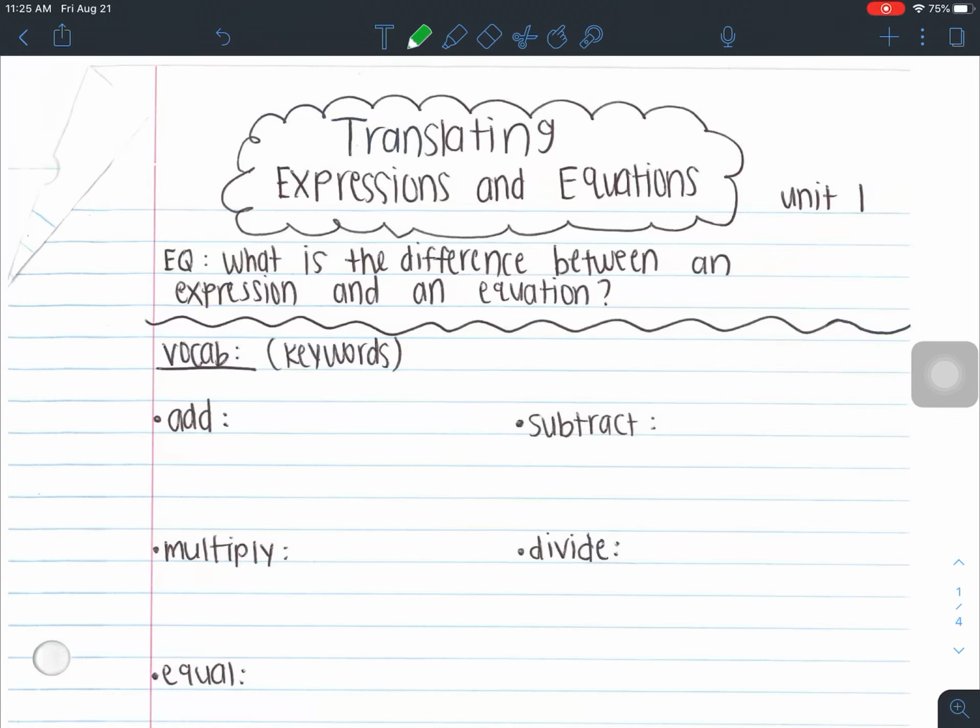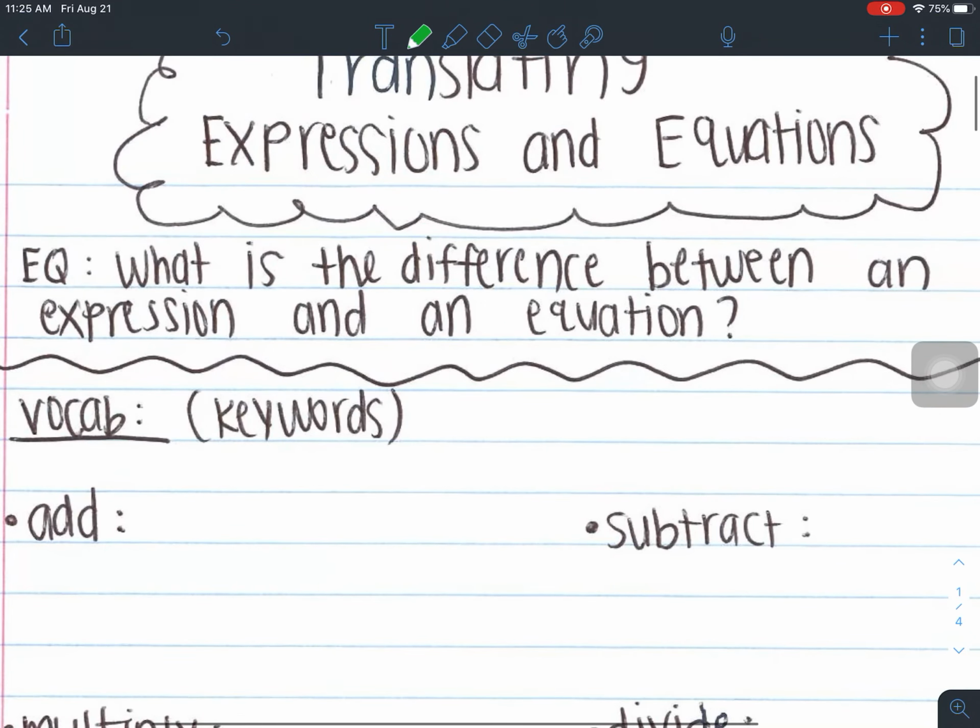Hey guys, these notes are for translating expressions and equations. Our essential question is, what is the difference between an expression and an equation? So we have two different types of scenarios here. We could have an expression or we could be writing an equation. So when do we do which?